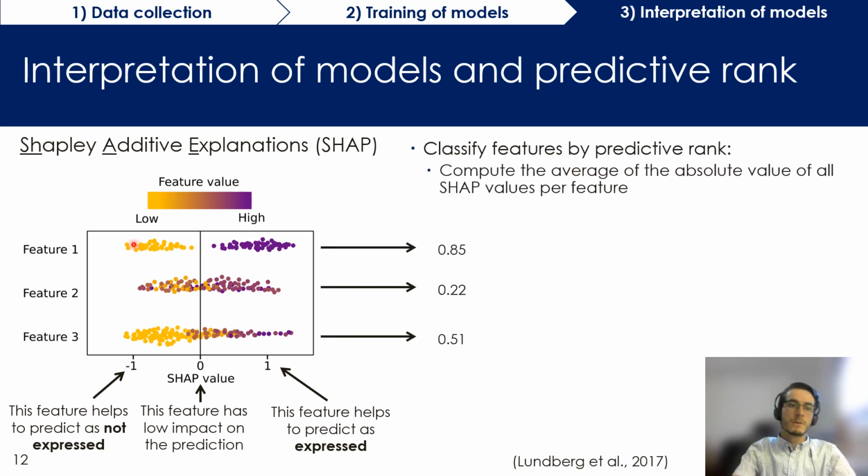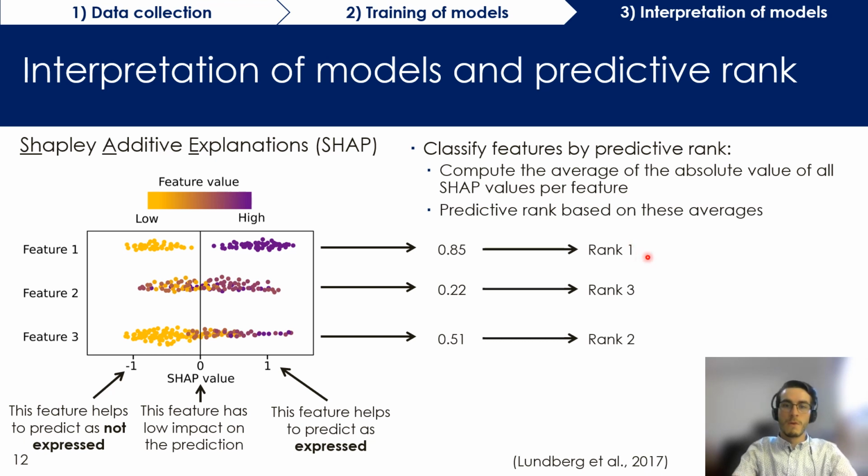Basically, we'll first compute the absolute value of all of these values, and then compute the average of these distributions, which will give us something like these three averages. Based on these averages, we'll be able to define a predictive rank. So the higher, the better. The most predictive feature in that case would be feature number 1, followed by number 3, and feature number 2, which would be the least predictive, so the least important in the prediction.